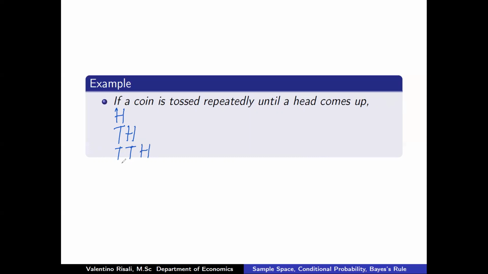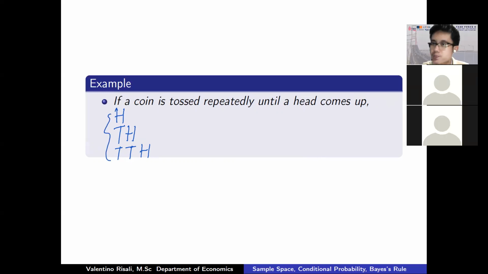This is an example of the outcomes. Is there any outcome different from these three? Maybe TTTH, three T's and one H. Yes, if the first, second, and third tosses show up T, we can also have this outcome, TTTH.